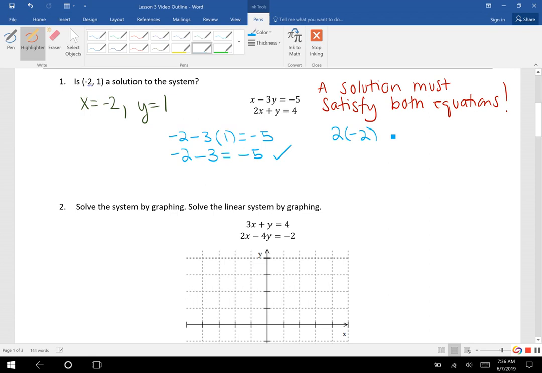However, if I take -2 and plug that in for x, and I plug 1 in for y into the second equation, I'm left with -4 plus 1, and that is definitely not equal to 4. Because this point only lies on one line, it doesn't lie on both lines, or it doesn't work in both equations, we would answer this question with no, this point is not a solution. So how do we find solutions of these linear systems? Again, we're going to talk about three different methods, and we'll start with the method of graphing.